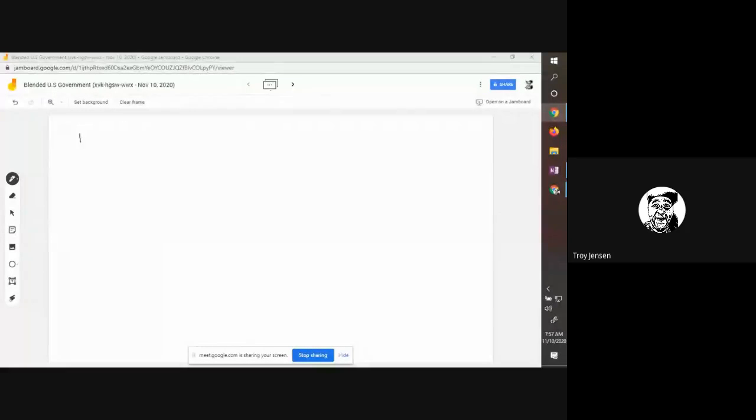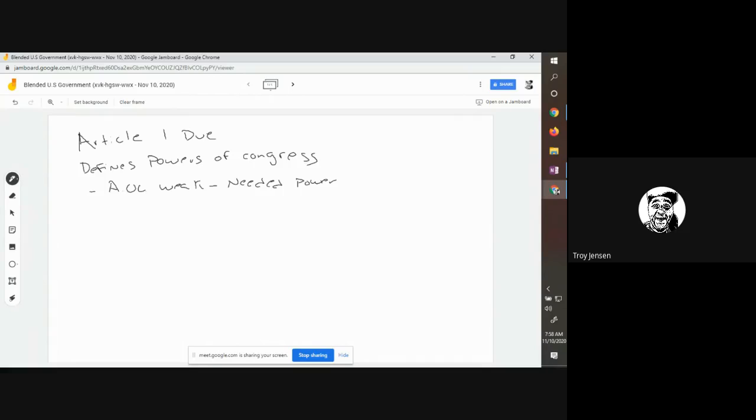So one of the big ideas that came from that video was really, what does Article 1 do? Okay, what Article 1 does is it really defines the powers of Congress. We know that the Articles of Confederation was weak, and that the new Constitution specifically needed to address the powers when it came to the role of the legislative branch.